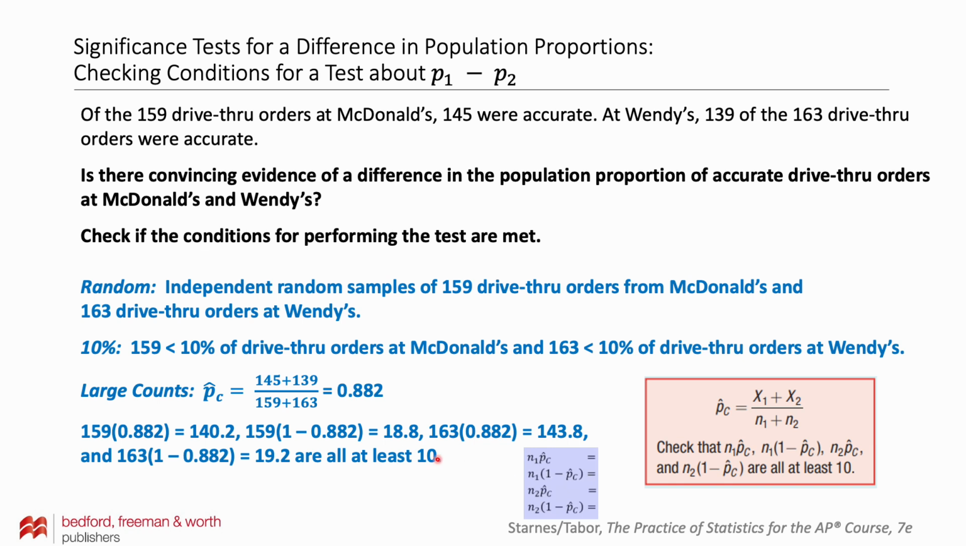So we're going to check the large counts. Remember here, we need to do n sub 1, so our McDonald's, so that would be 159 times our combined pooled proportion here. And then we're going to do it for all of them. And notice that they are all at least 10, so they are all met here.